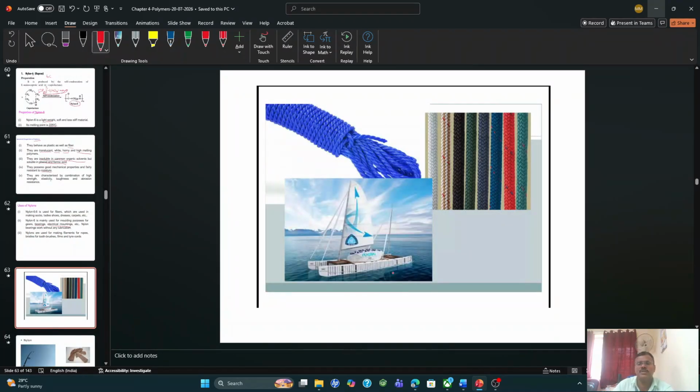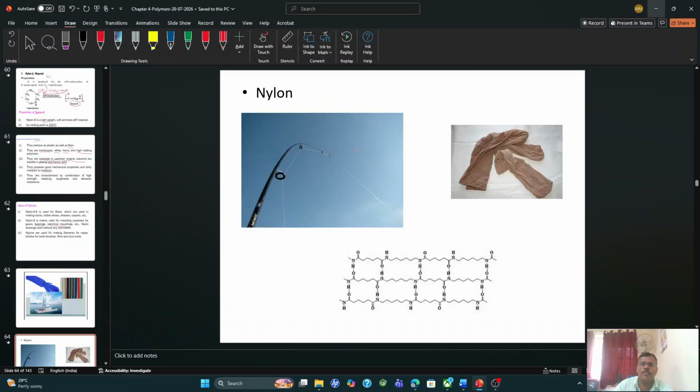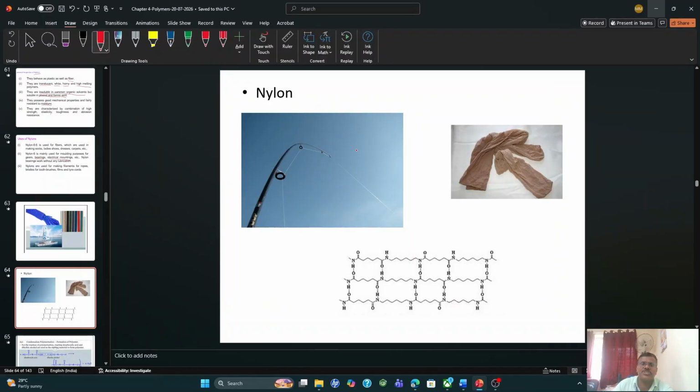So, images of nylon rope. The fishing rods are nothing but made up of nylon materials. It will be like this: nylon materials, nylon cloths.